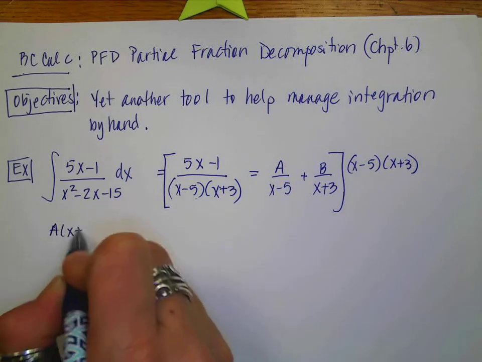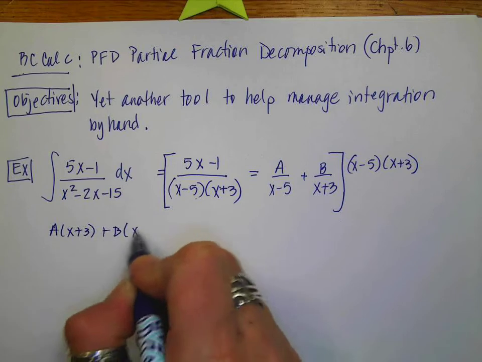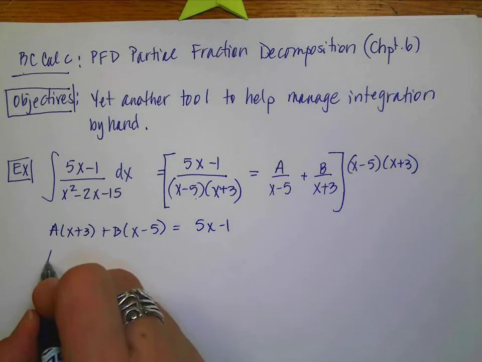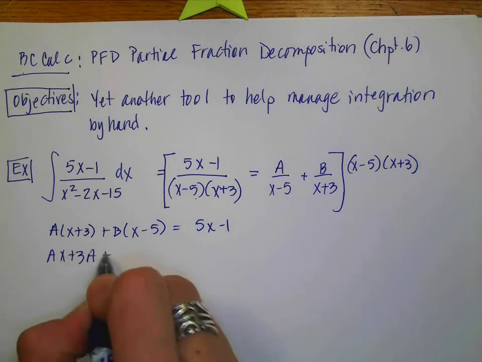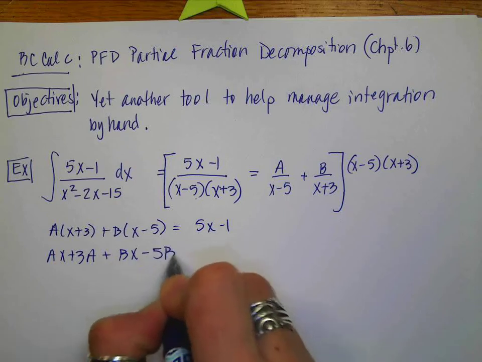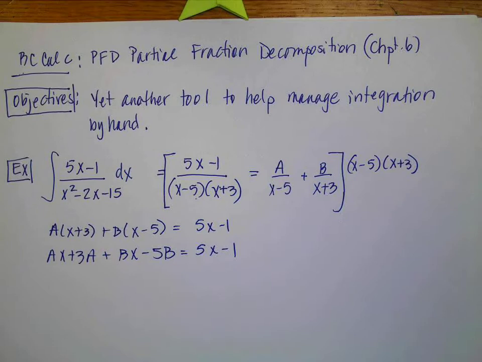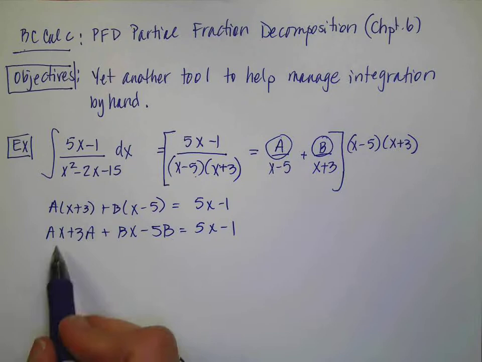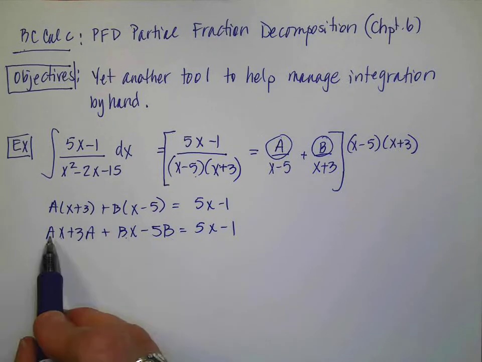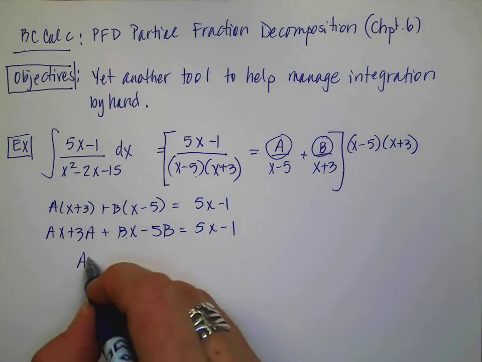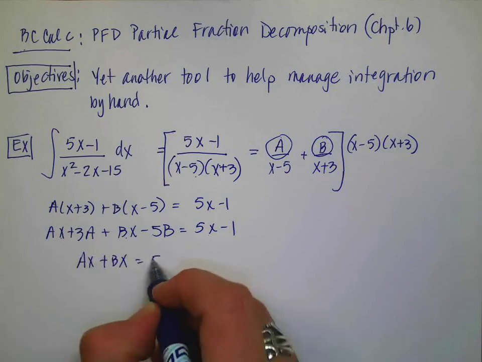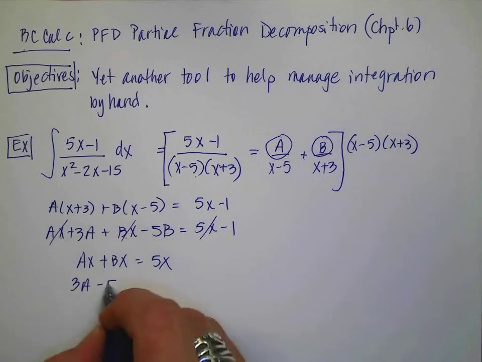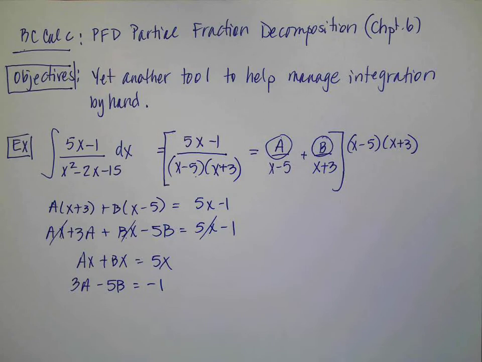I'm going to have A times x plus 3 plus B times x minus 5 is equal to 5x minus 1. I'm going to distribute: Ax plus 3A plus Bx minus 5B is 5x minus 1. The goal is to solve for the A and the B, so I'm going to start writing a system of equations based on degree. So I'm going to put these guys together, 5x, and I'm going to mark them off because I've used it, and then I'm going to do 3A minus 5B is a negative 1.